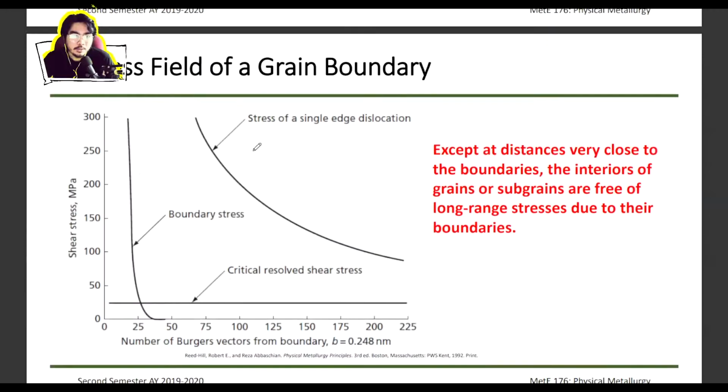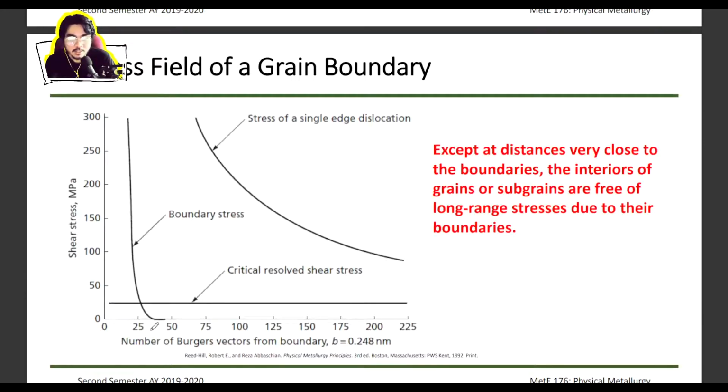So, this is the stress field produced by the grain boundary. Although the stress field of the grain boundary is so large, the problem is that the stress field is not long range. Or it's not really a problem, but one consequence is that it is not long range.